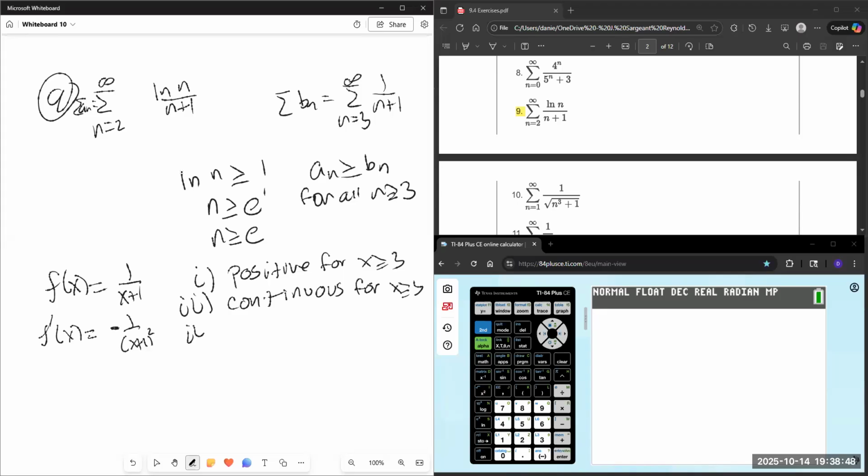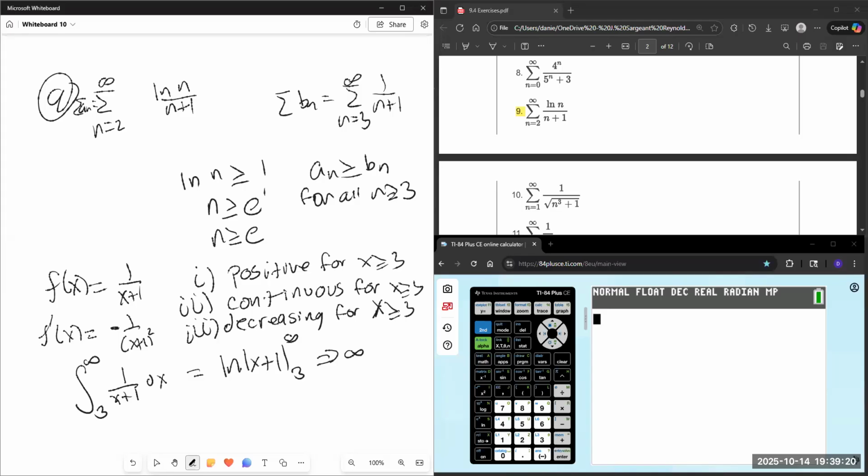So decreasing for x greater than or equal to 3. So it meets all 3 conditions. Set up the integral test. Integral from 3 to infinity of 1 over x plus 1 dx is equal to ln of the absolute value of x plus 1 from 3 to infinity, which will approach infinity minus ln of 4, which approaches positive infinity and diverges.